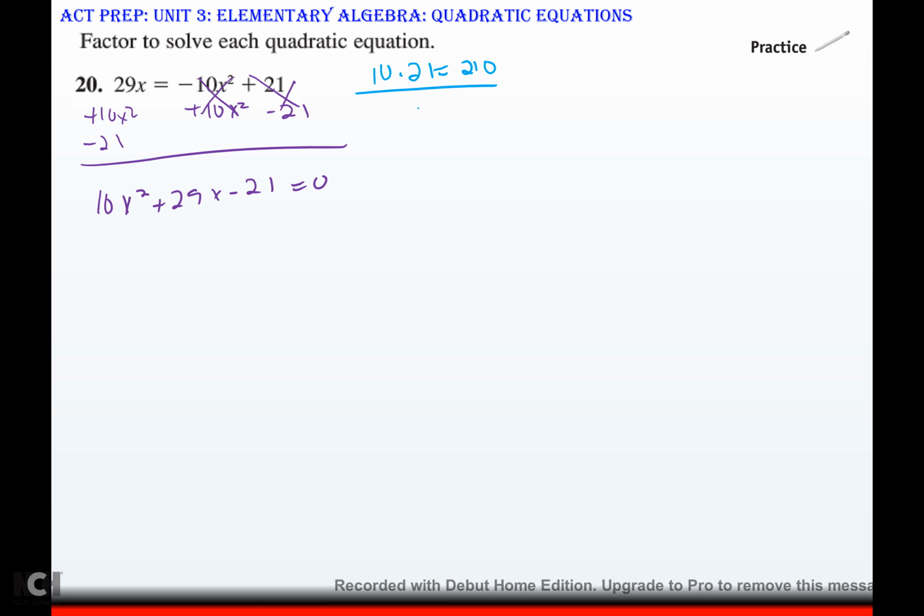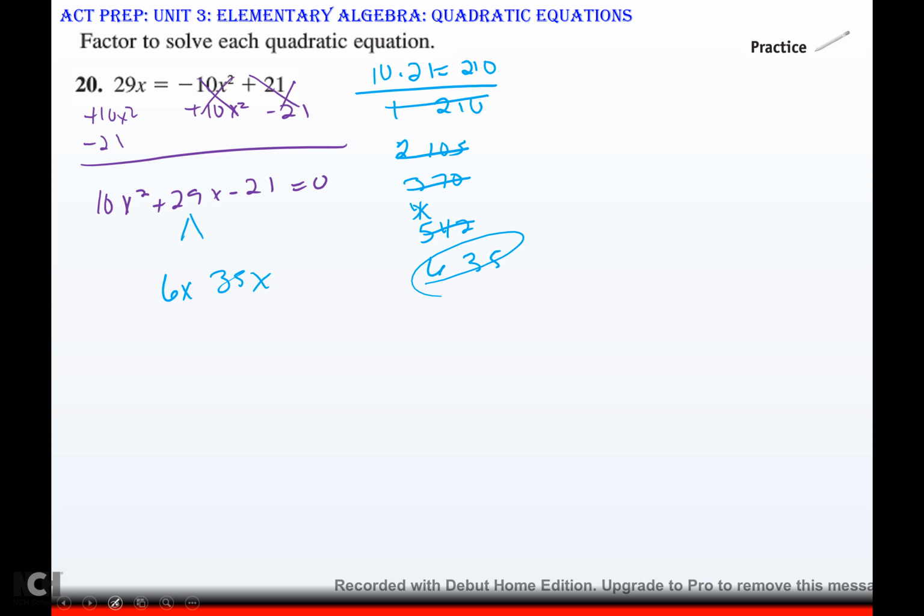Factors of 210 are 1 and 210, which will not make 29. 2 and 105, not making 29. 3 and 70, not making 29. 4 doesn't go at all. 5 and 42 will not make 29. 6 and 35 will. So my pair is going to be, I'm going to rewrite b with 6x and 35x. I'm not going to do signs yet.